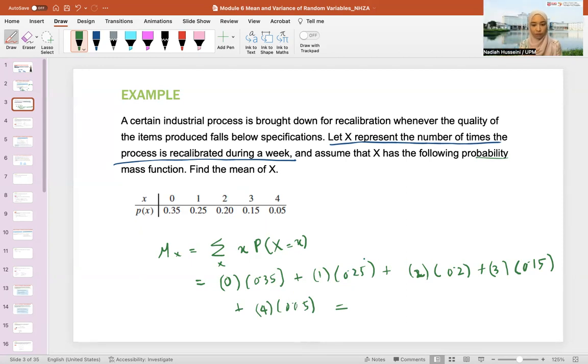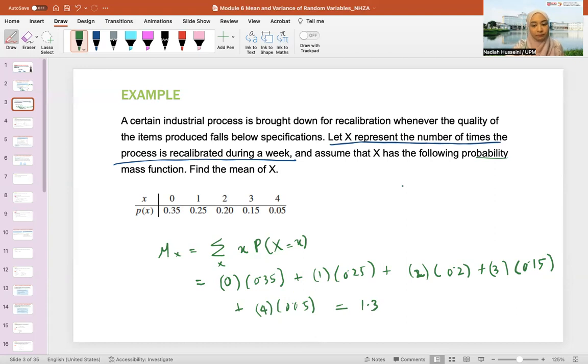Okay, so 0, you don't have to calculate for that. 0.25, 0.4, 0.45, and 0.2. You would get 1.3. Okay, so the mean of random variable X is 1.3.